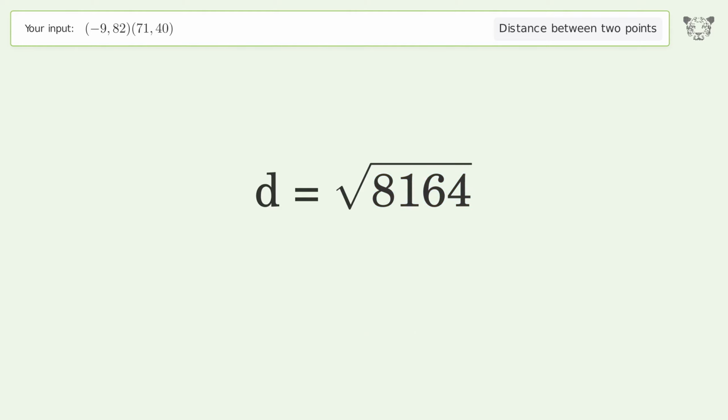And so the distance between the 2 points is the square root of 8,164, or 90.355.